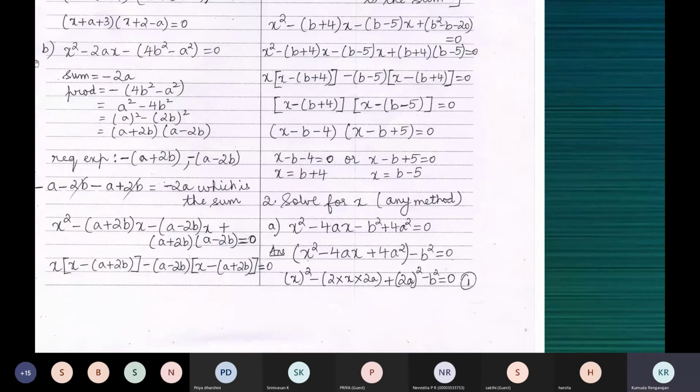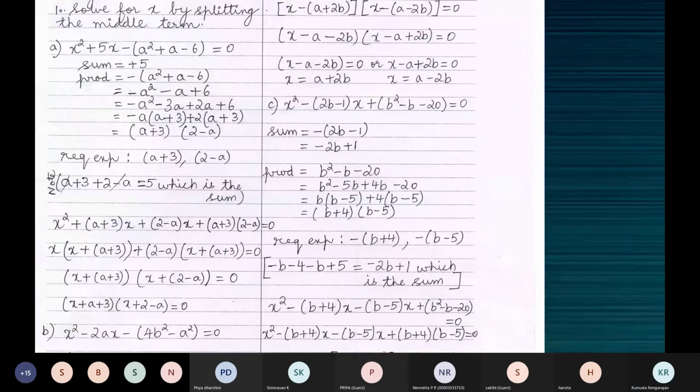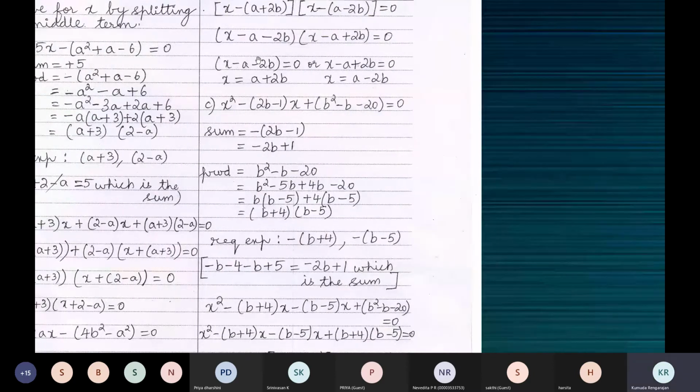So in the next step, in the first bracket, x minus of a plus 2b, this one in one bracket, and x minus of a minus 2b in the other bracket. See, this is common. This one we'll write once. Then we'll write these two in another bracket. That's what you see here, is equal to 0.